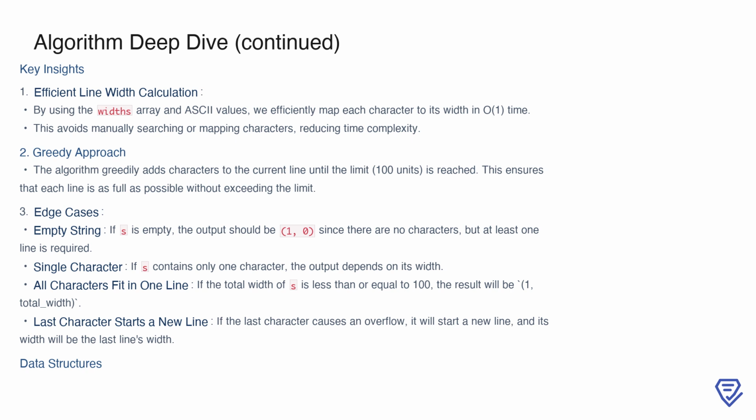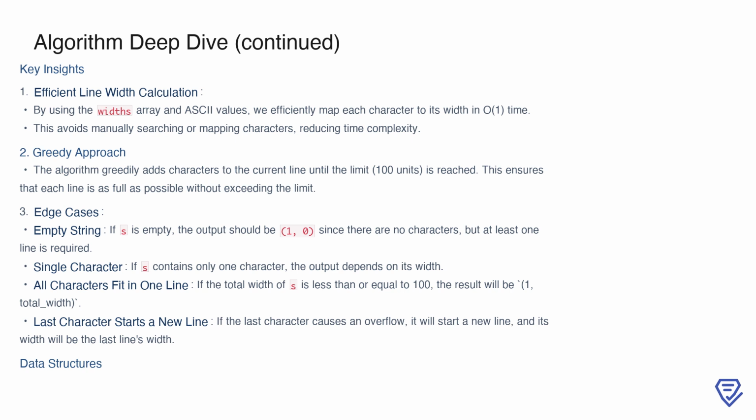The algorithm also employs a greedy approach, which means it adds characters to the current line until the limit is reached, ensuring that each line is as full as possible without exceeding the 100 unit constraint. Additionally, we handle edge cases such as an empty string, which would result in 1, 0, because no characters are present but at least one line is required.